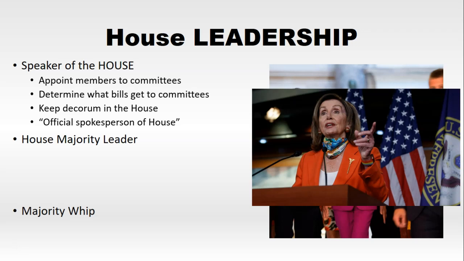All right. The next main leadership role that we're going to look at is the House Majority Leader. So the House Majority Leader helps plan the party's legislative program. They are really the right-hand man to the Speaker of the House. So the House of Representatives is controlled by the Democratic Party. The Speaker of the House is going to be a Democrat, and the House Majority Leader is also going to be a Democrat. And we know this because of the word majority.